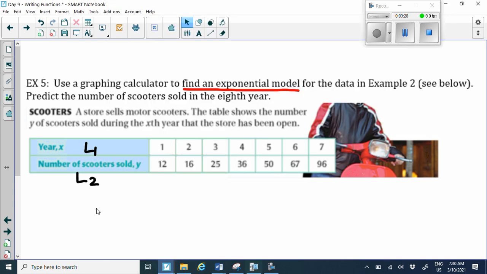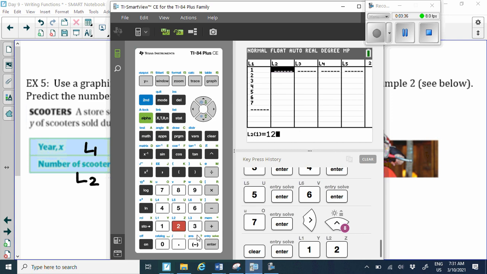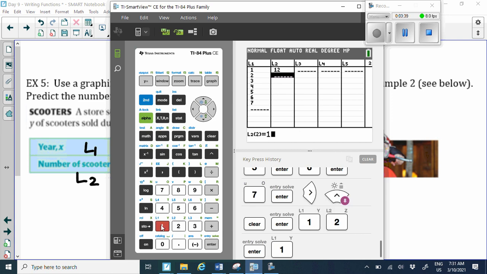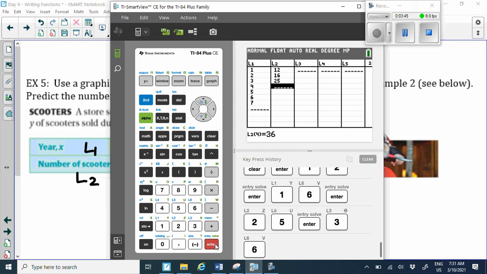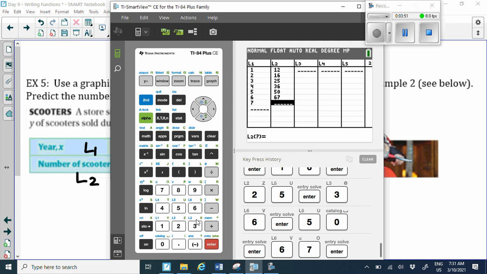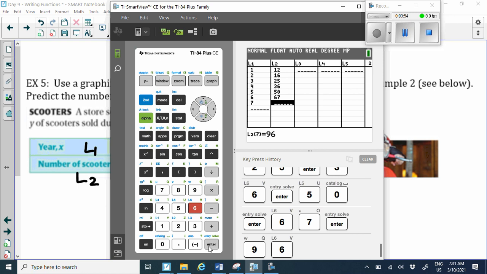I have a list with me, so it's going to be 12, 16, 25, 36, going in order here. I just do 12, enter, then 16, enter, 25, enter, and so on. And then we have 96. Notice that my L1 and L2 have the same amount of points.